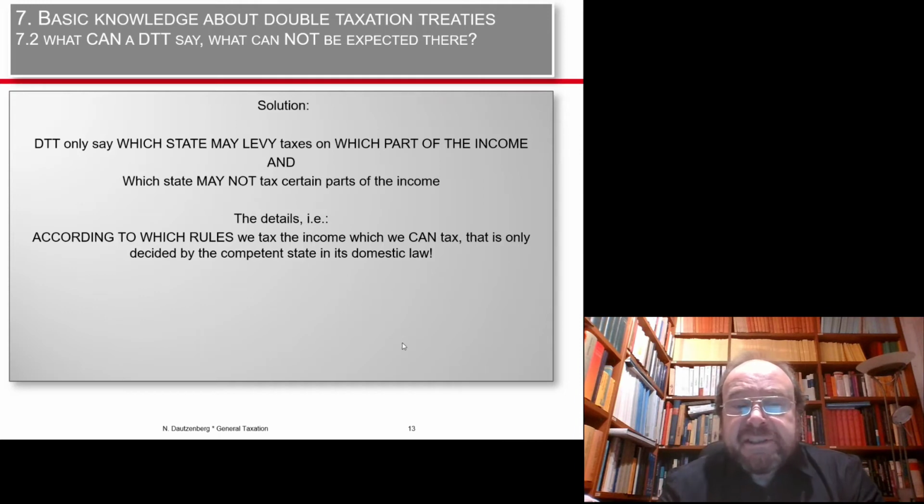The evident solution is that a double taxation treaty can only say which state may demand taxes on which part of the worldwide income and which state may not.